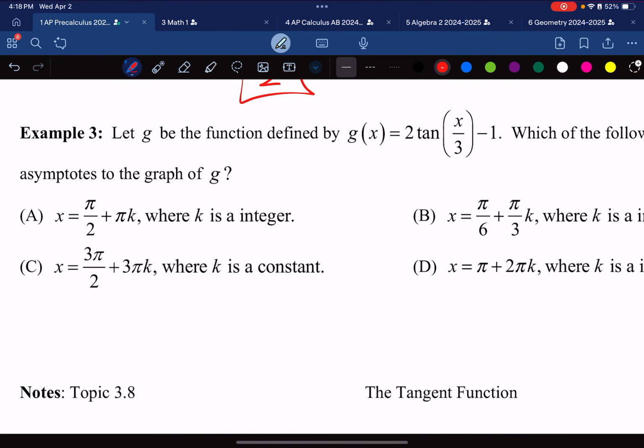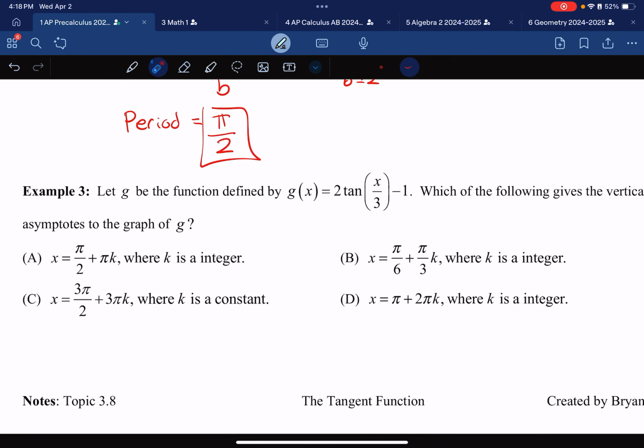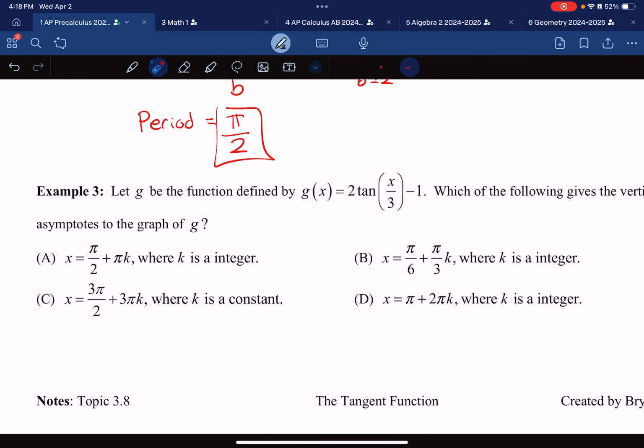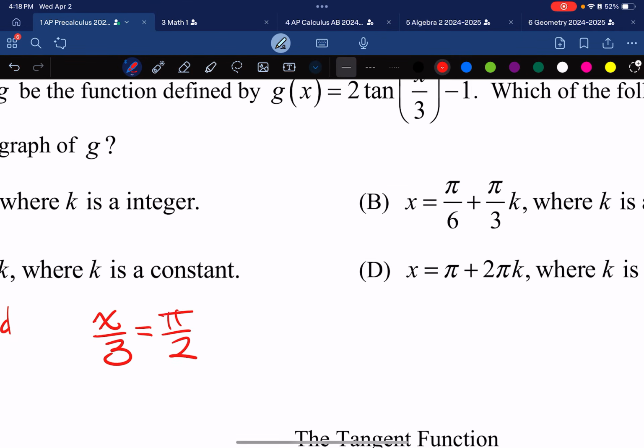What about example 3? So we have this function, and we're looking for the vertical asymptotes. So the way that you do vertical asymptotes is you set the inside equal to a bad value. So I'm going to set the inside equal to bad. That's how I'm remembering it. So my inside is x over 3. My bad value that I've chosen is pi over 2. It's the first and easiest of the bad values.